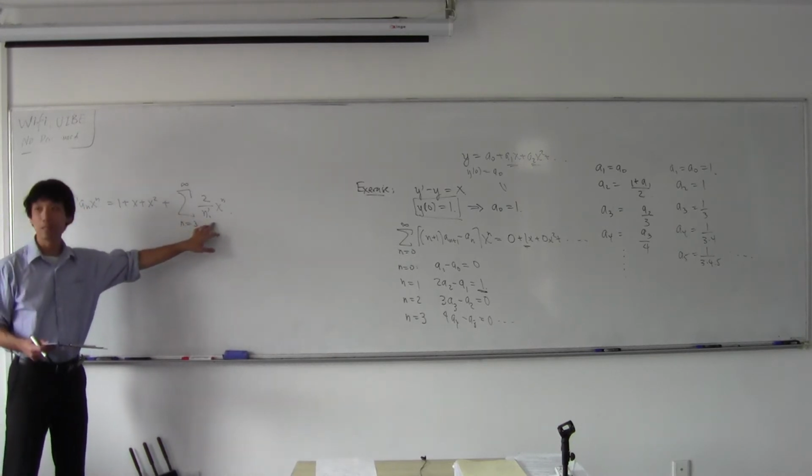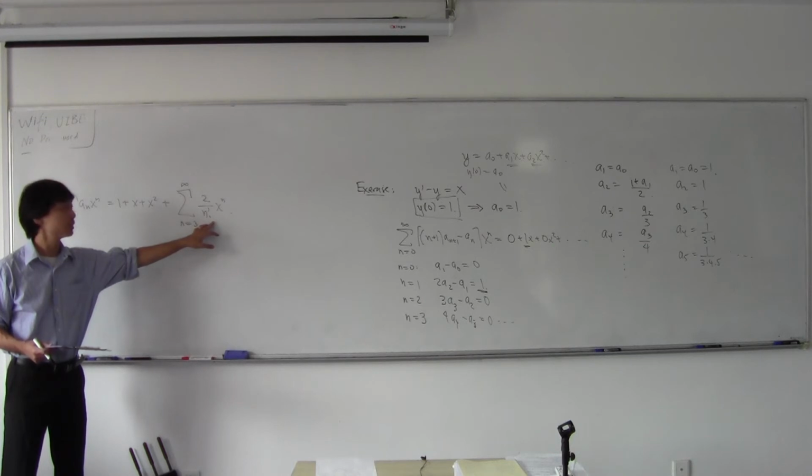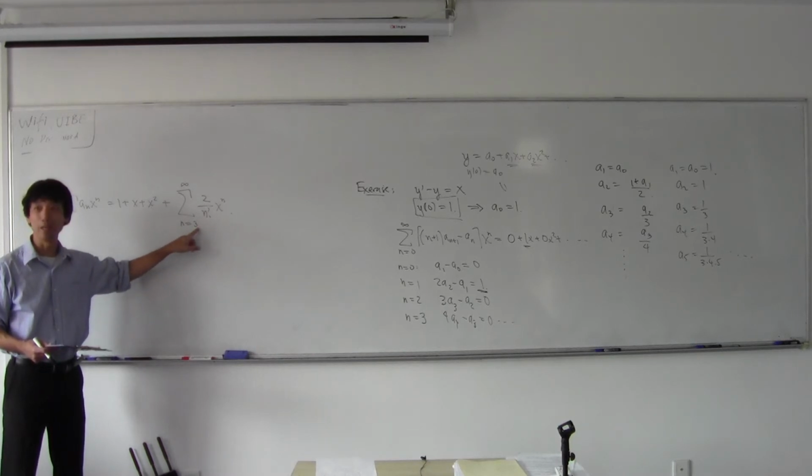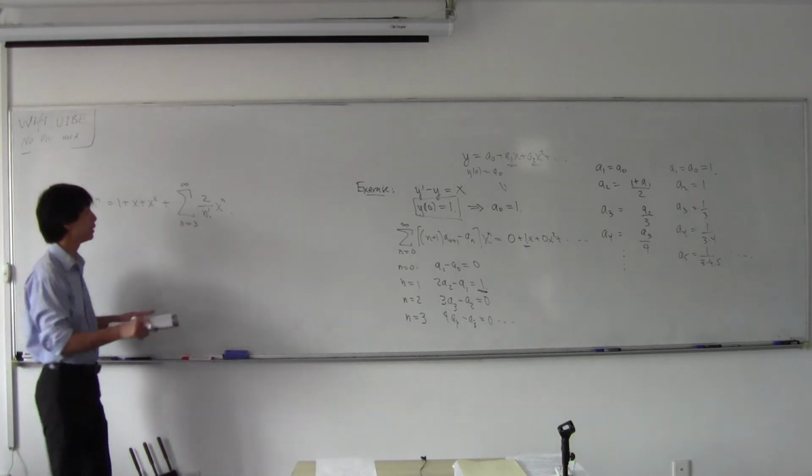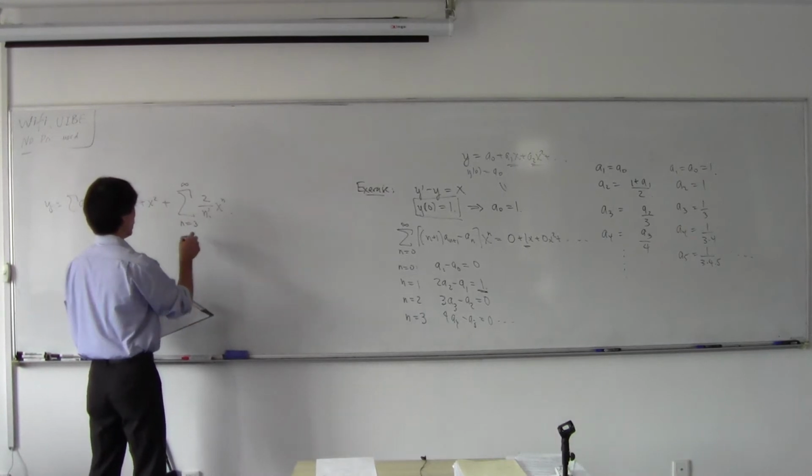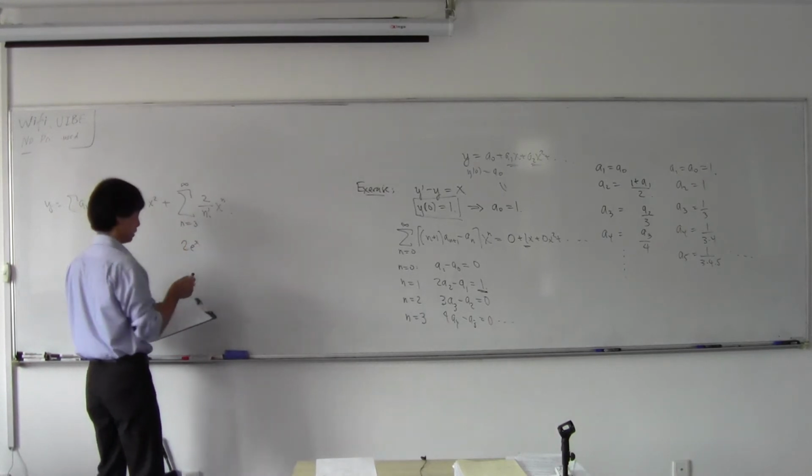Does this look like something? What is this? What is this thinking? It looks sort of like e to the x, except we're starting from 3, right? If only we had, so this is basically like 2e to the x, right?